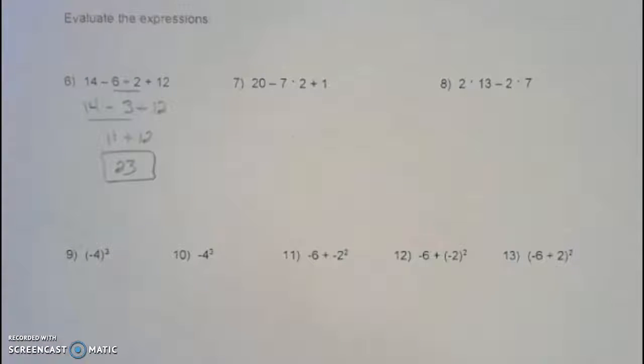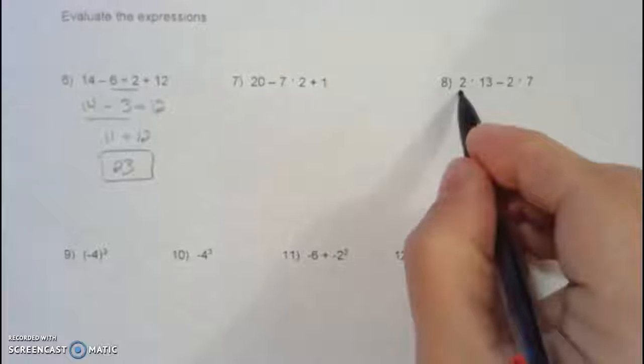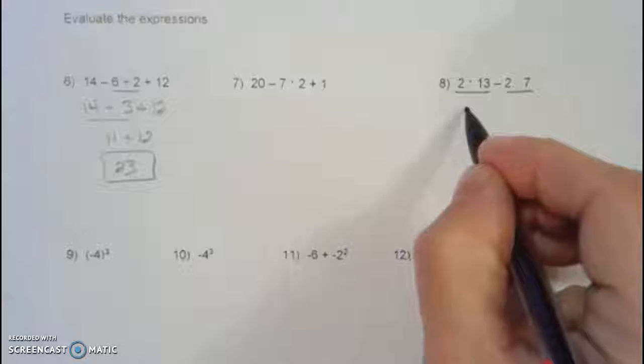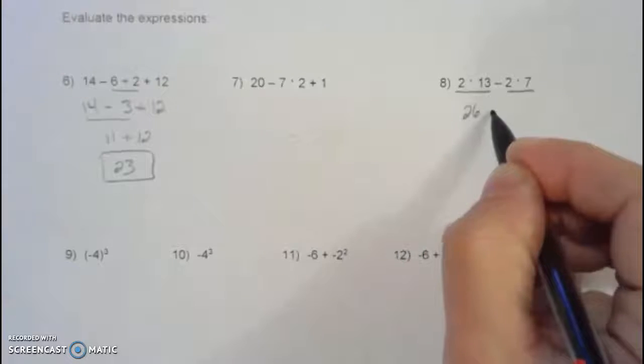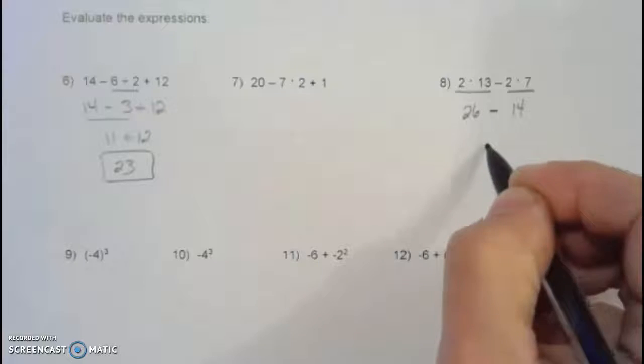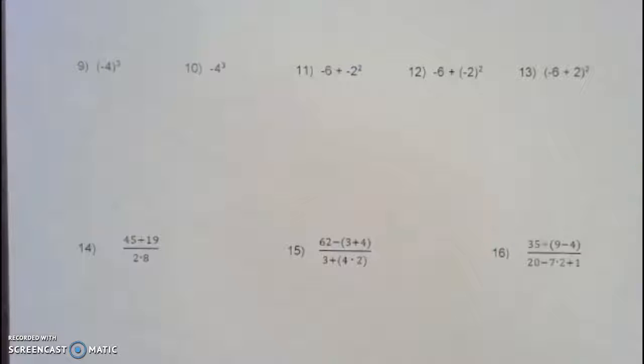In example 8, we have multiplication and subtraction. Multiplication is higher up in the order of operations, so I'll do my multiplications first. I have 2 times 13 and 2 times 7. 2 times 13 is 26, minus 2 times 7 is 14, and when I subtract, that leaves me with an answer of 12. Examples 9 and 10 show two problems that look very similar but actually mean two different things.